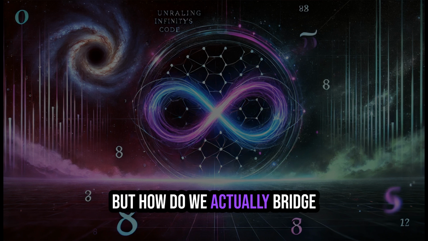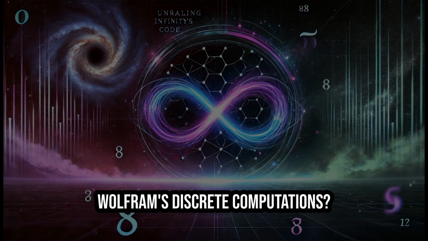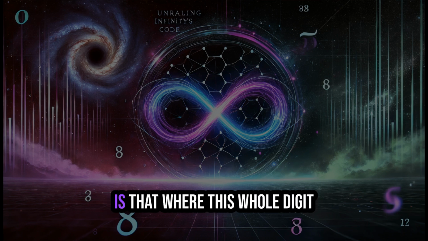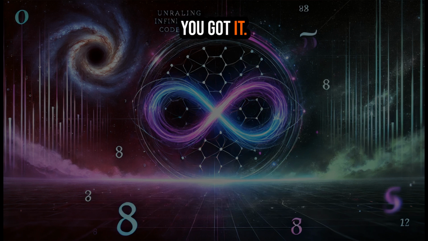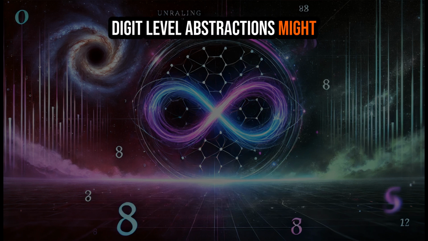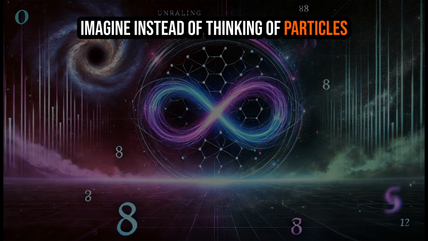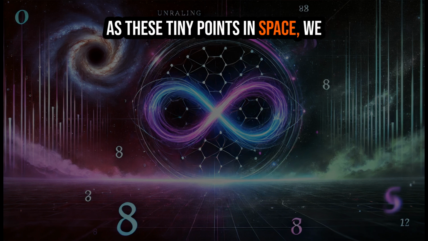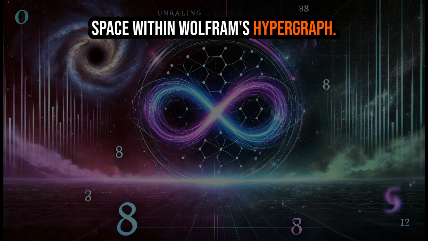But how do we actually bridge the gap between Einstein's continuous spacetime and Wolfram's discrete computations? Is that where this whole digit-level abstractions thing comes in? You got it. Digit-level abstractions might be a way to connect these seemingly incompatible ideas. Imagine instead of thinking of particles as these tiny points in space, we think of them as little lumps of space within Wolfram's hypergraph.